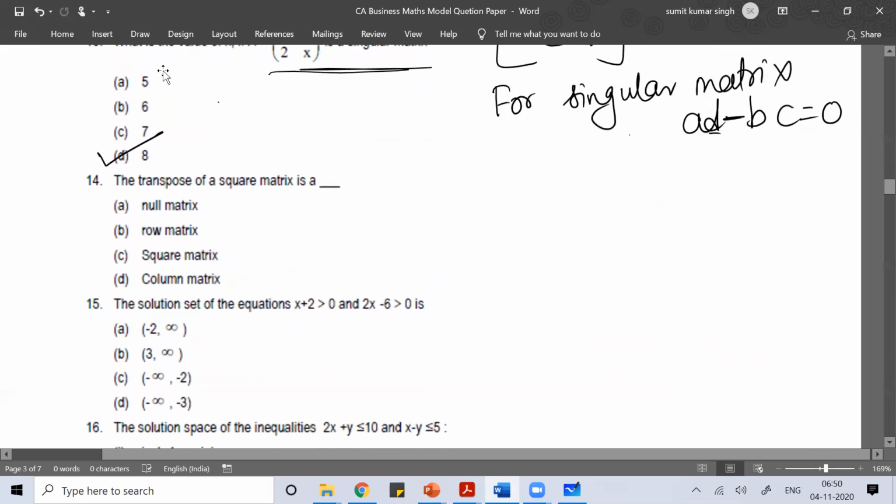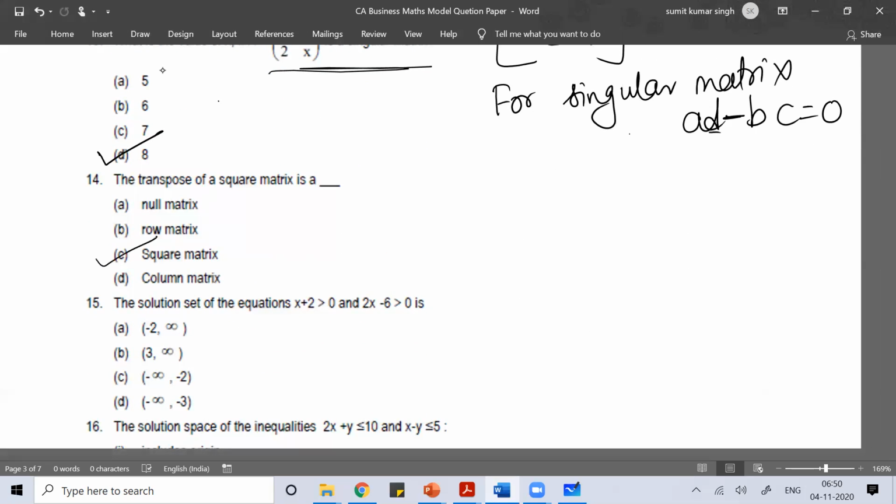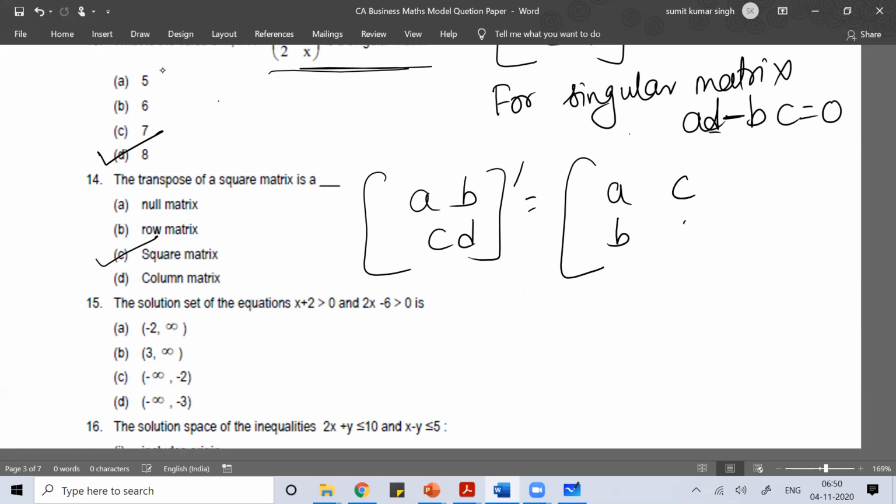The transpose of a square matrix would be a square matrix only. Square matrix means rows and columns are the same. A, B, C, D. If I do the transpose, I'll get A, B, C, D. So again, this would be a square matrix only.